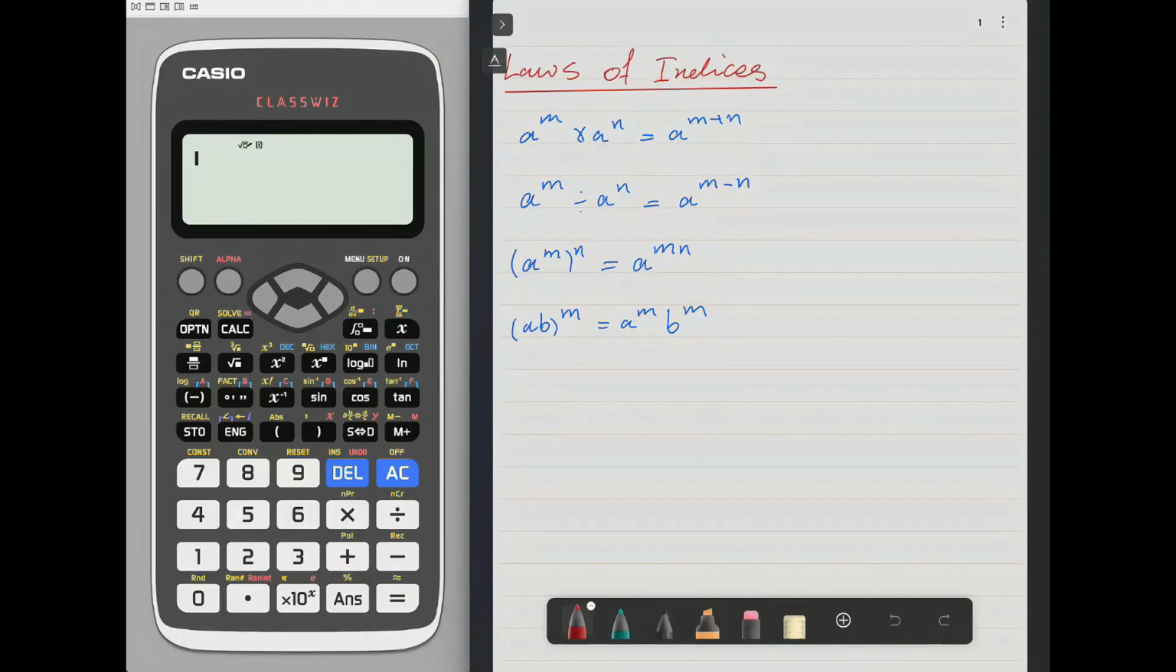Hello everyone, this is Mathematics and we are here with the first section of the first chapter of Pure Mathematics 1, Edexcel International A-Level Mathematics.